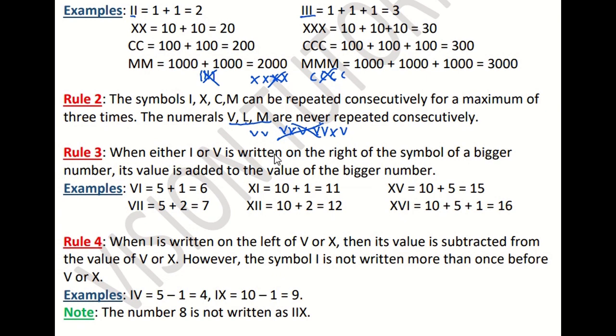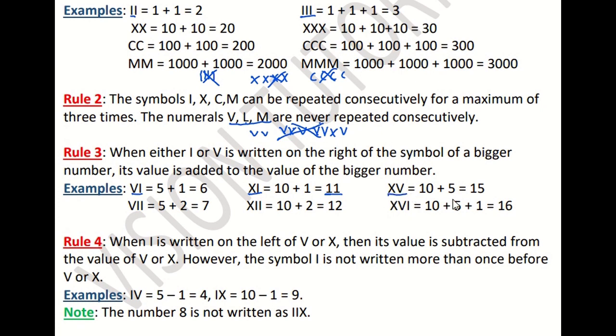When either I or V is written on the right of the symbol of bigger number, its value is added to the value of the bigger number. For example, see here, I is written in the right side. Okay, right side means it will get added to V. What is V? V is 5. And what is I? I is 1. So 1 will get added to 5. Second example, XI. Again I is on the right side. So I will get added to X. That is 1 will get added to 10 and we will get 11. So XI stands for 11.